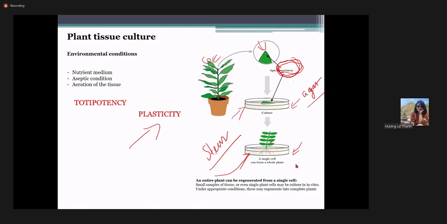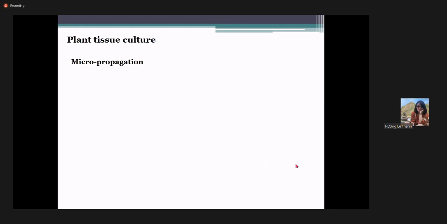So we can apply plant tissue culture for micropropagation, and we can culture the cells at a very high rate. We can produce disease-free plants and it is less expensive.